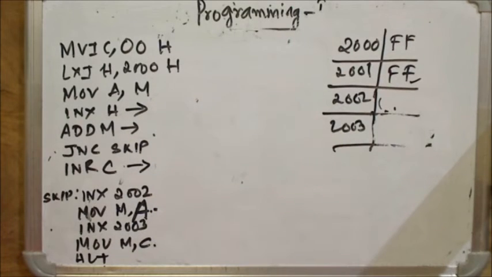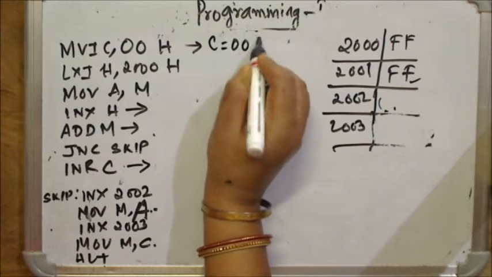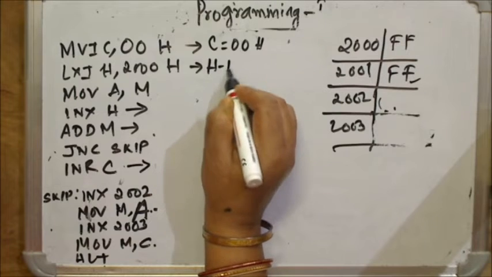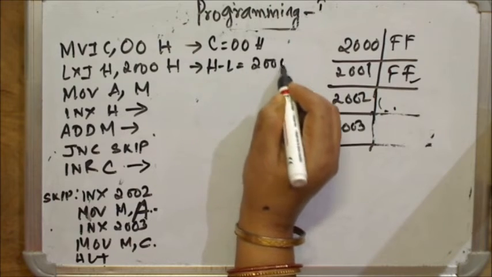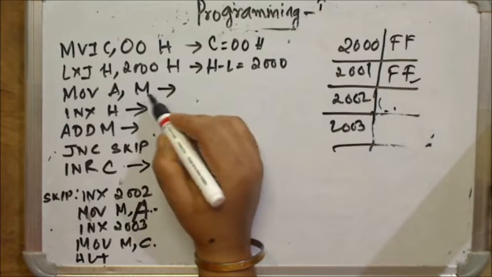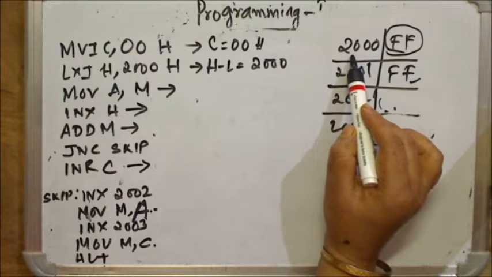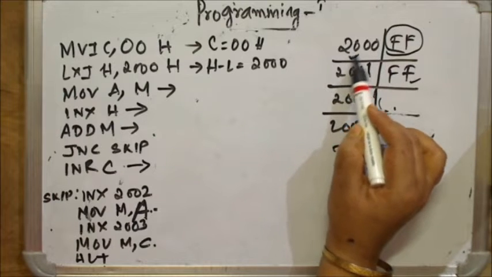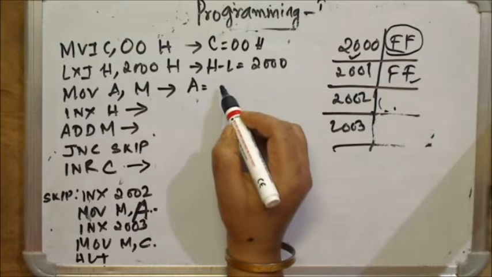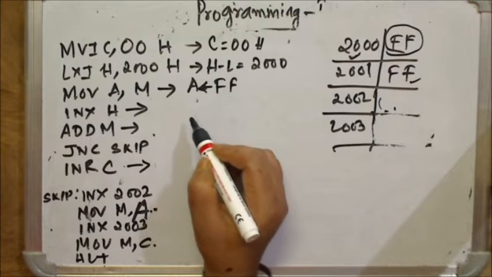This is our program. First MVI C. C will be loaded with 00H. Then LXI H 2000. So HL pair will be loaded with 2000, right? Then MOV A comma M. What is M? The data pointed by the memory location 2000. What is the data pointed by memory location 2000? FF.